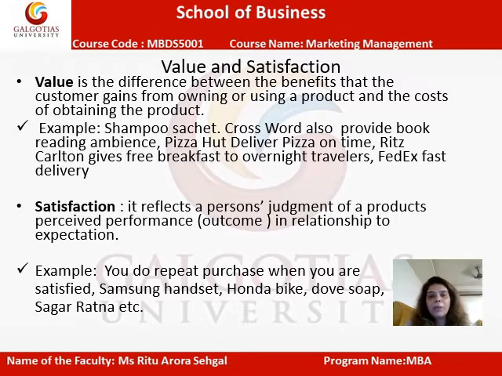Now let's understand what is value and satisfaction. Value is the difference between the benefits that the customer gains from owning or using a product and the cost of obtaining it. Obviously we understand value. I get a certain benefit if I have purchased something, and then there is the cost I've paid. For example, a shampoo sachet, a Pizza Hut delivery pizza on time, Ritz Carlton giving free breakfast to overnight travelers.